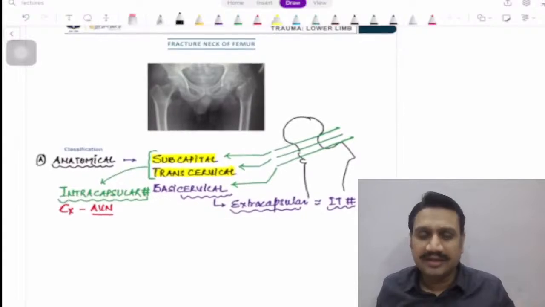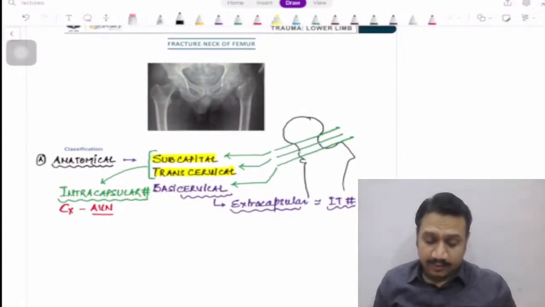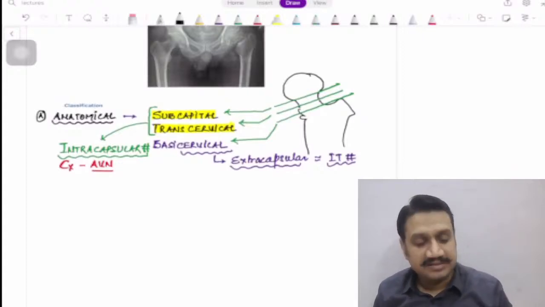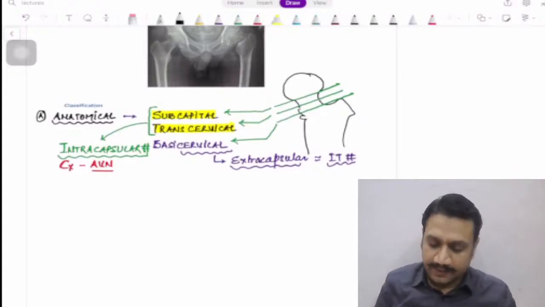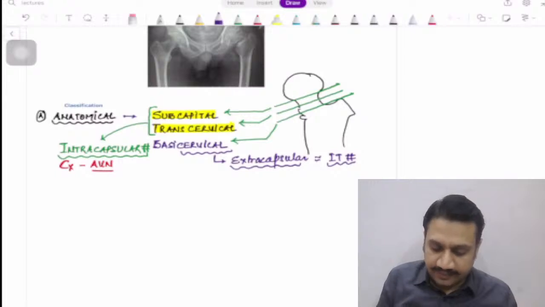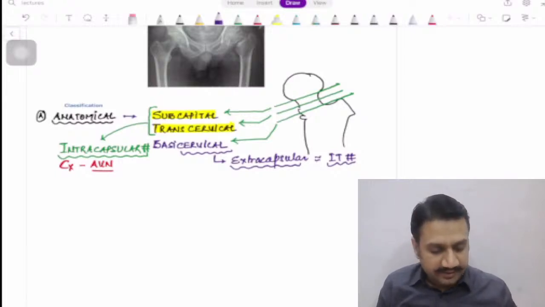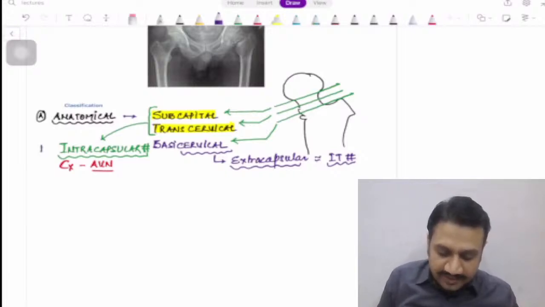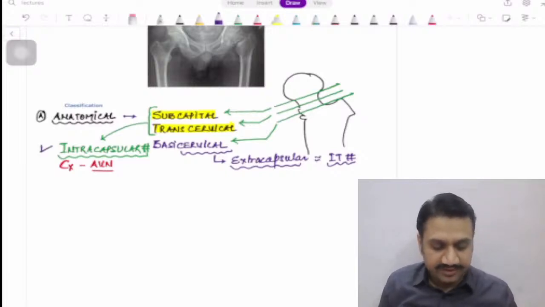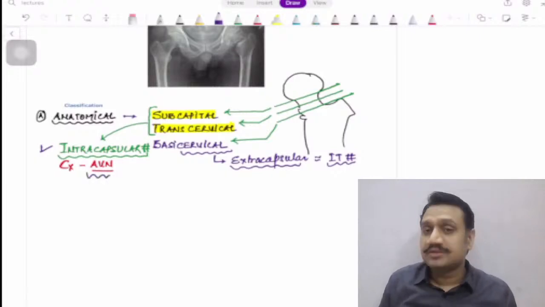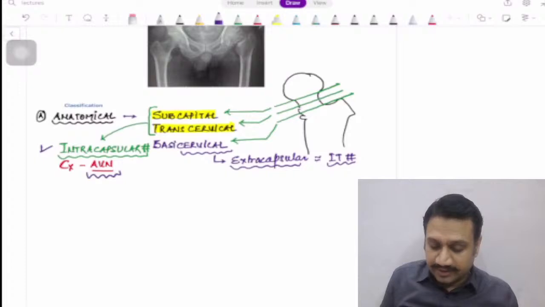And how do we use that anatomical classification? The anatomical one divides the fractures into three types: the subcapital, transcervical, and basicervical. And these are intracapsular injuries, right? You know that intracapsular injuries have the risk of developing avascular necrosis, and that is why intracapsular injuries should be treated without opening them.